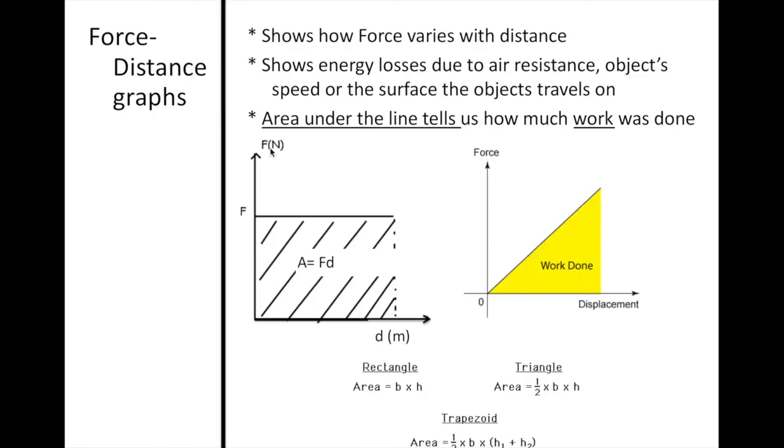Here are some examples. So if we have a force-distance graph here, we have the area, which we can solve for because it is a rectangle, and we know that the area equals the base times the height. If you're trying to find the area of a triangle, we already know that that is half times base times height. And of course, if you have a trapezoid, you have this area here. So all you would need to know is how to solve for area, and that would tell you how much work was done.